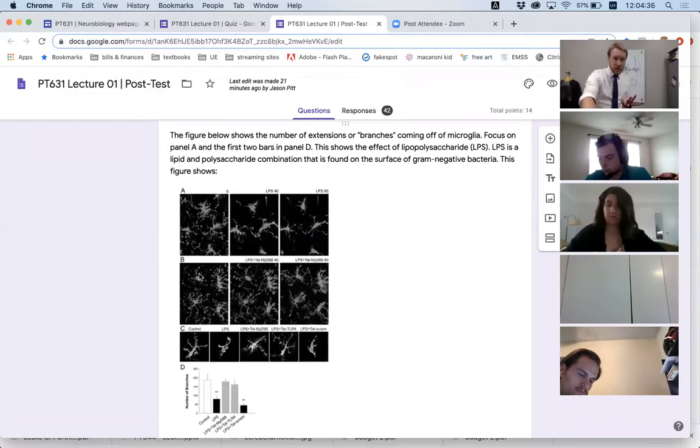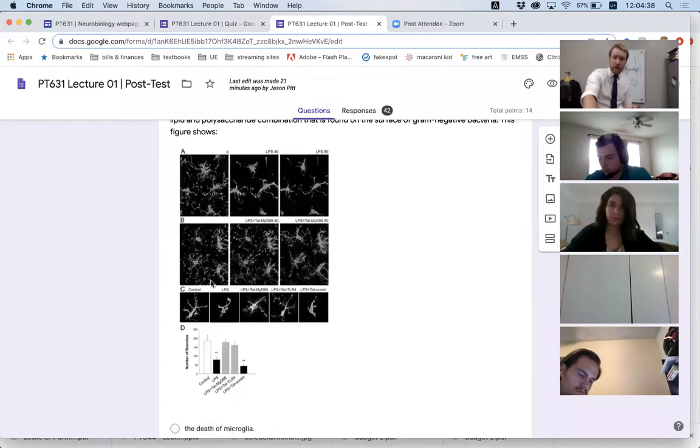So all we're seeing here is the rounding up of microglia, and you can see that here. Just compare this little one here to that, or you can look at the bar graph. They do the quantification for you right there.